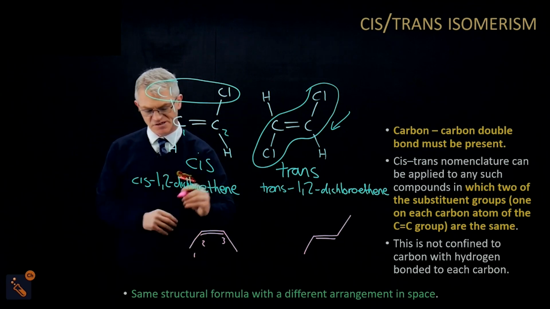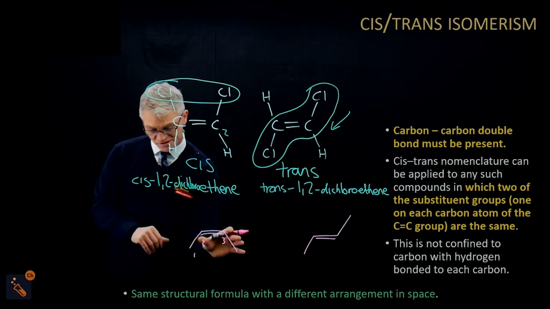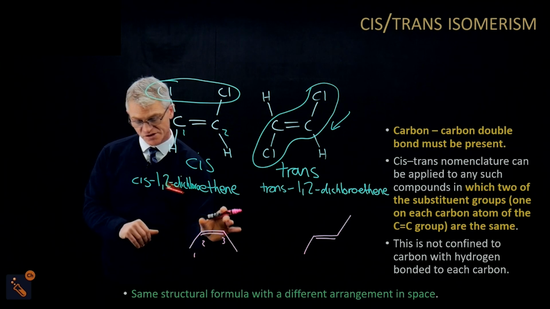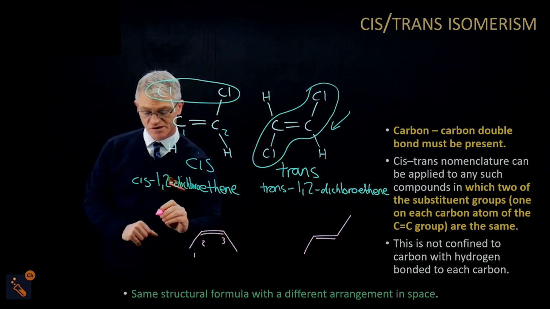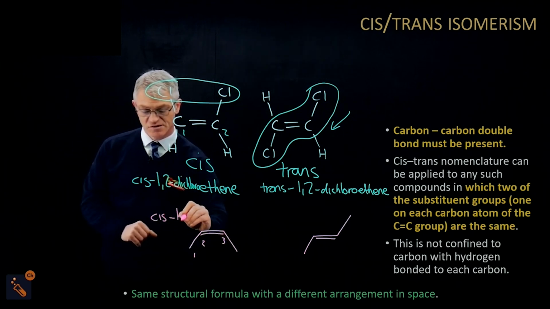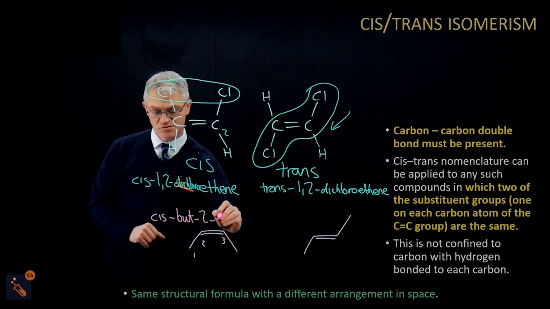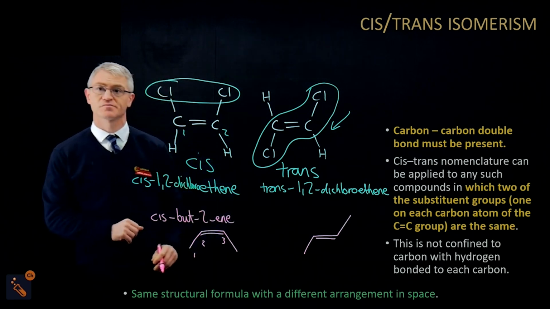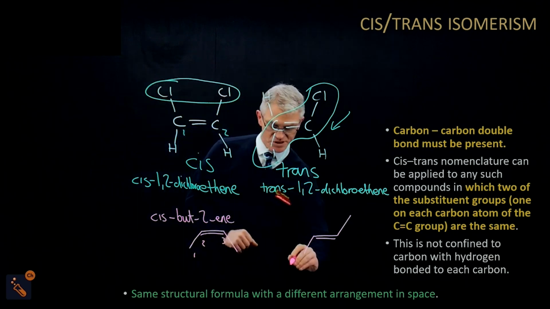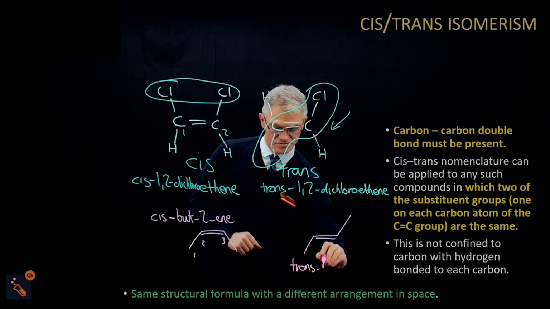So that basically means that this is on the same side. These two groups that are on the double bond are on the same side. So this is cis but-2-ene, and this would be trans. And that would be trans but-2-ene.